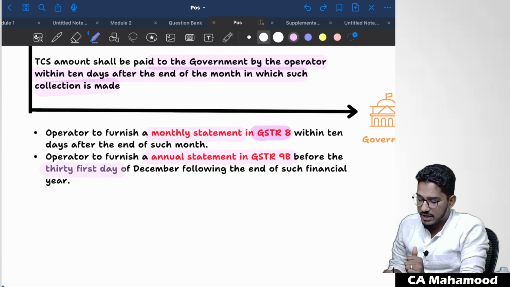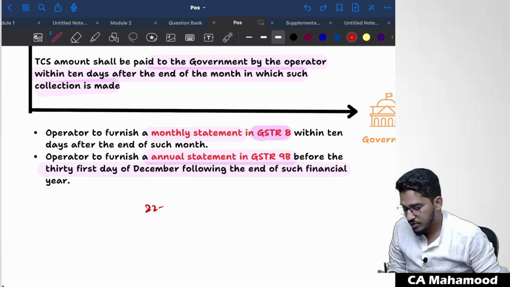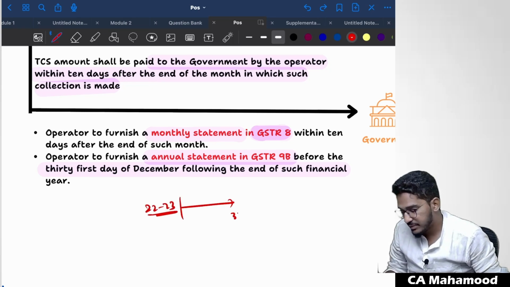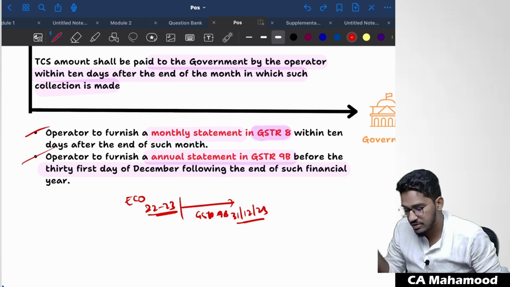Before 31st day of December following the end of the financial year. Nothing but for the financial year 22-23, 31st day of December following the end of the financial year. That means before 31st of December 2023, the e-commerce operator is also required to furnish one annual statement, GSTR 9B. So two documents are required to be furnished by the e-commerce operator.